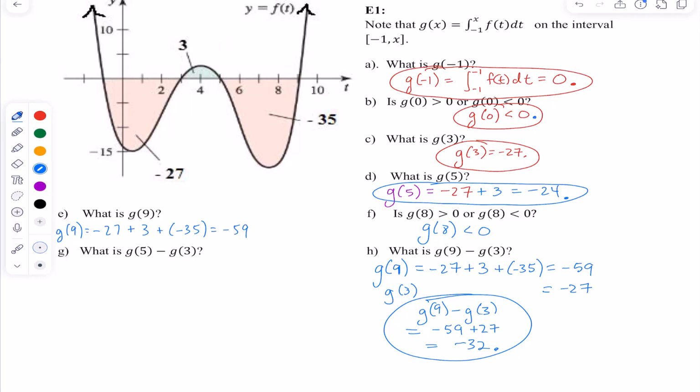What is g of 5 minus g of 3? From part D, we know that g of 5 is negative 24. From the graph, g of 3 is equal to negative 27. So g of 5 minus g of 3 is going to be positive 3.